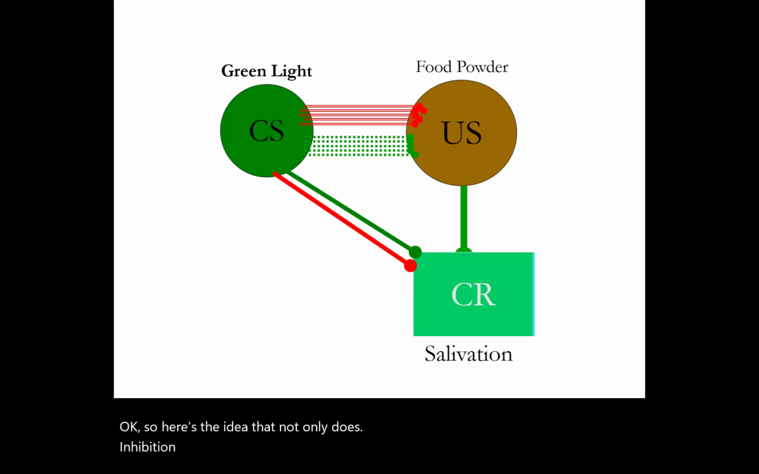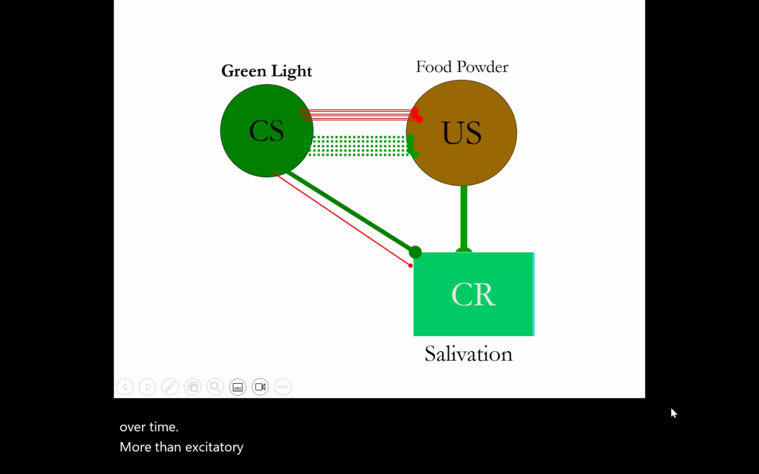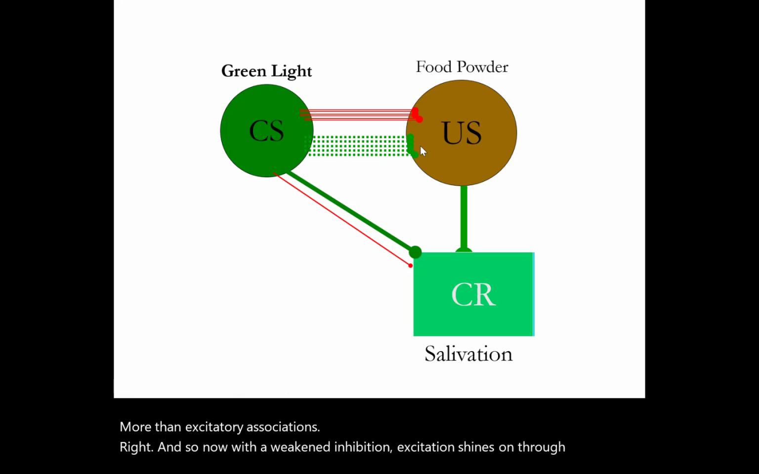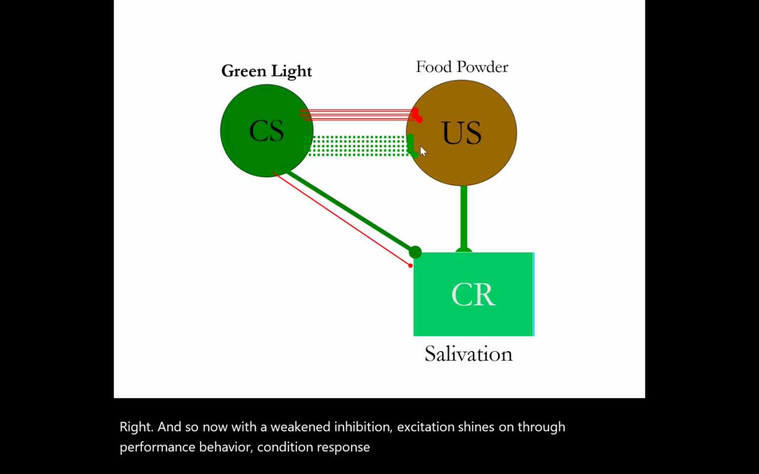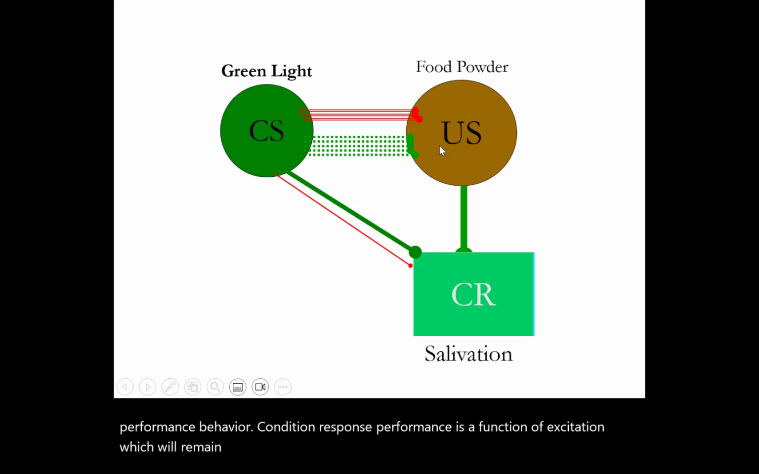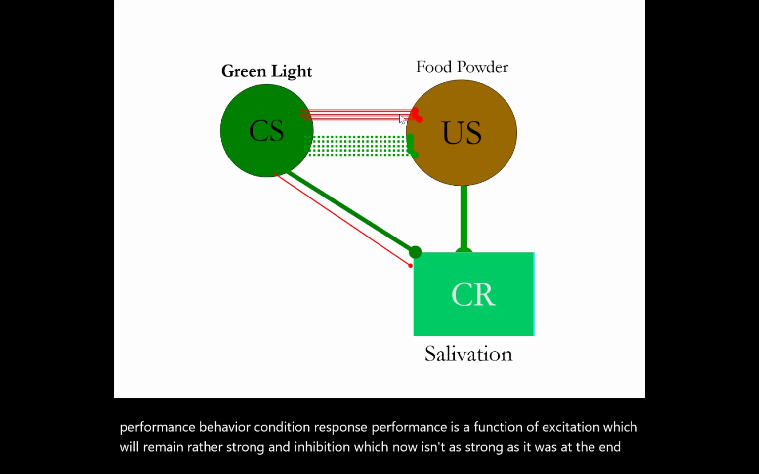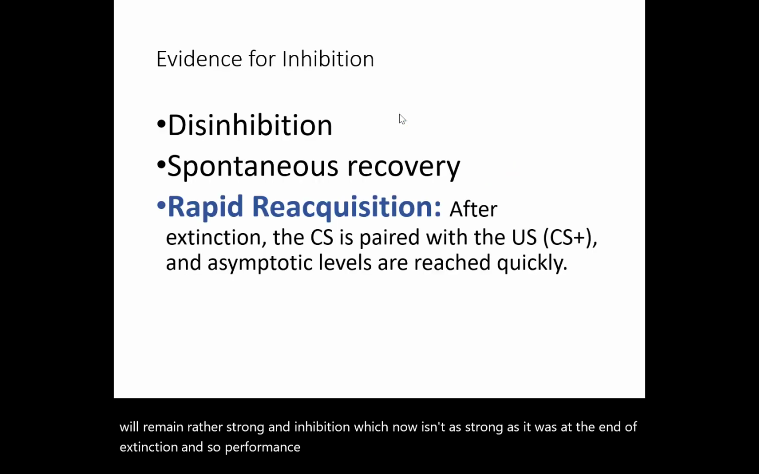Okay, so here's the idea that not only does inhibition weaken or is more disrupted by a distraction, disinhibition, but it weakens over time more than excitatory associations, right? And so now, with a weakened inhibition, excitation shines on through. Conditioned response performance is a function of excitation, which will remain rather strong, and inhibition, which now isn't as strong as it was at the end of extinction. And so performance increases, behavior increases.